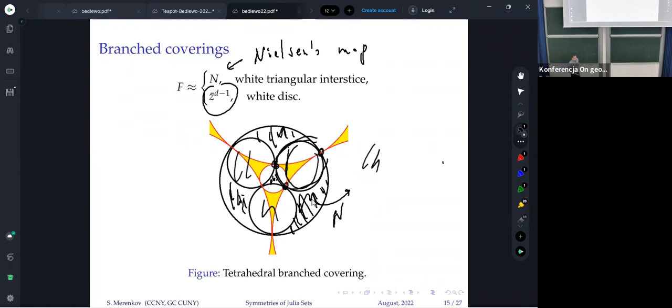And once you have a branch covering, whether it's orientation preserving or not, the first thing to do is to see whether it has some Thurston obstructions or not. But again, Thurston obstruction is for orientation preserving maps, so we had to modify this a little bit to work for orientation reversing maps, and we could. And it turns out that whatever triangulation you start with, it would not have any Thurston obstructions.